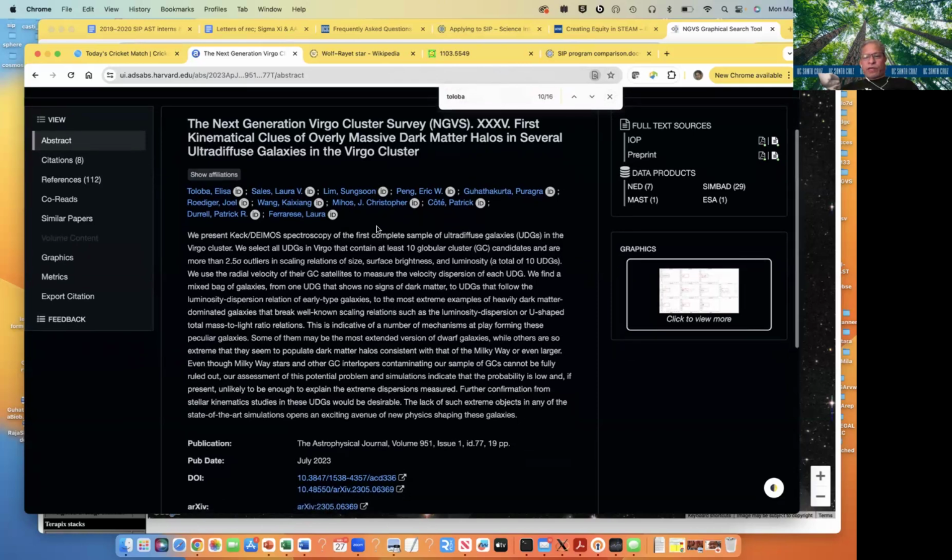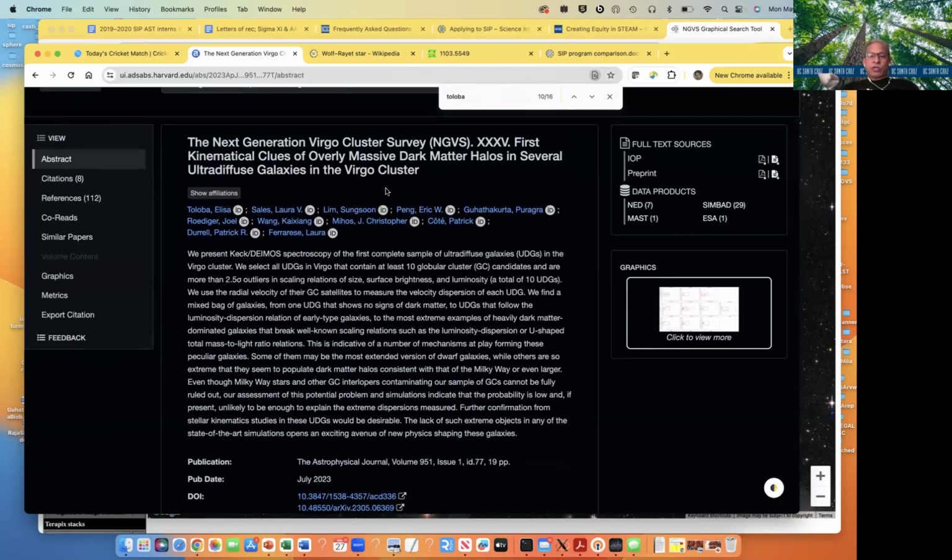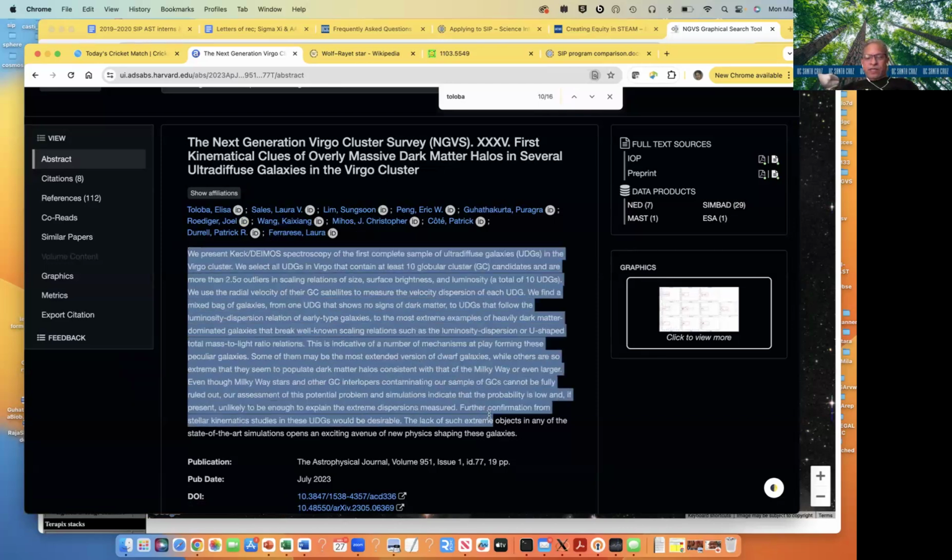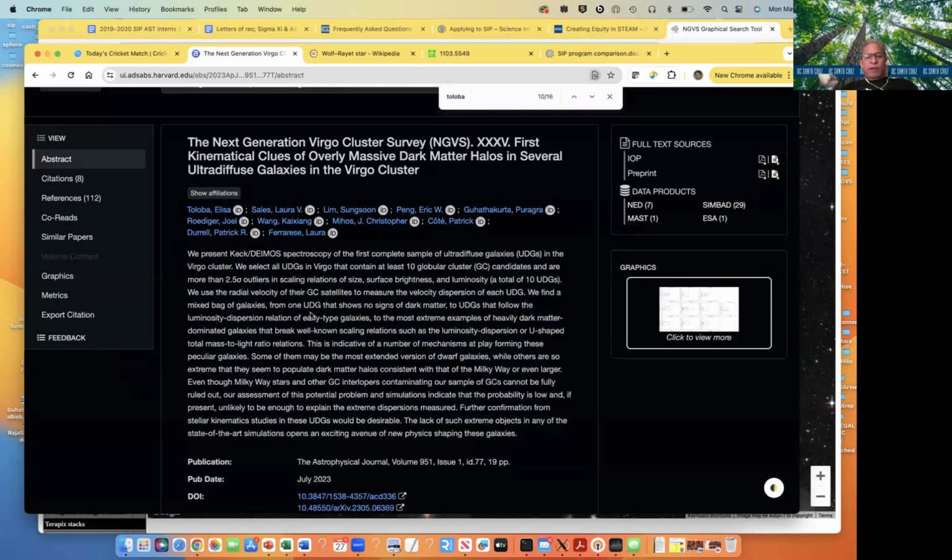Let me address the question about dark matter. Not the question, but let me talk about dark matter in these galaxies. In fact, I'm displaying a title, author list, and abstract. This piece that I'm highlighting is the abstract, just a brief summary of the paper. A paper that was published last year. You can see it was published in July 2023, so a little less than a year ago. And the lead author, Elisa Toloba, is the lead observer tonight.